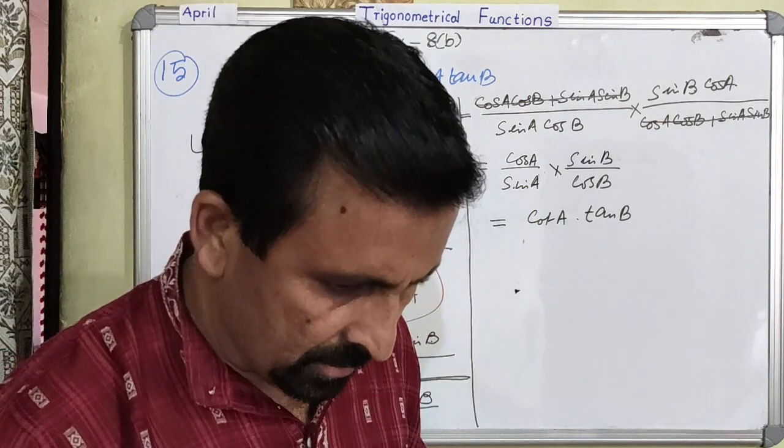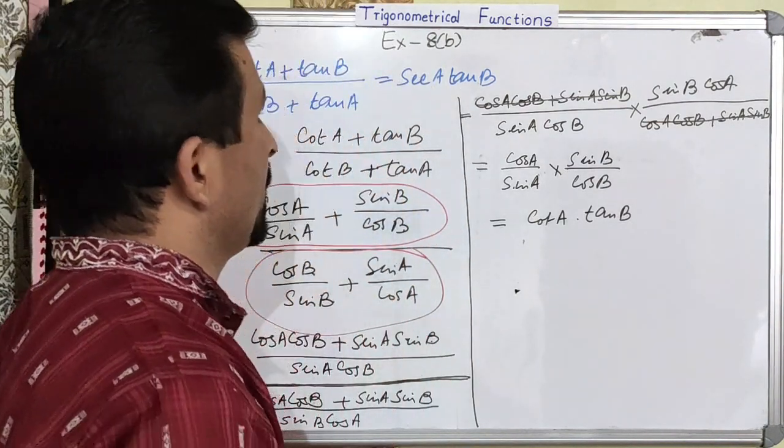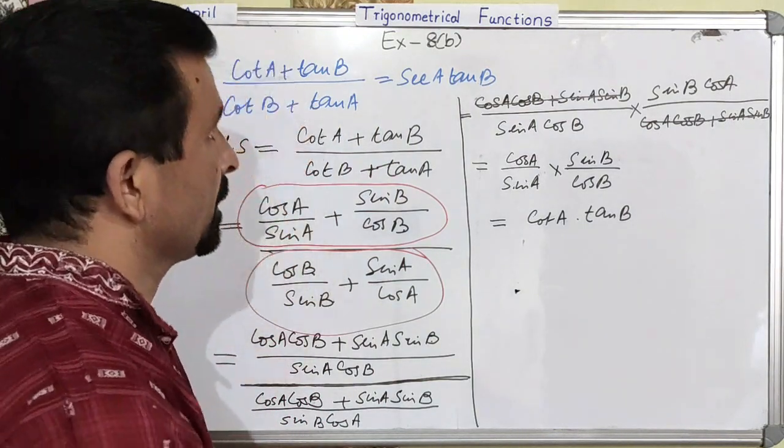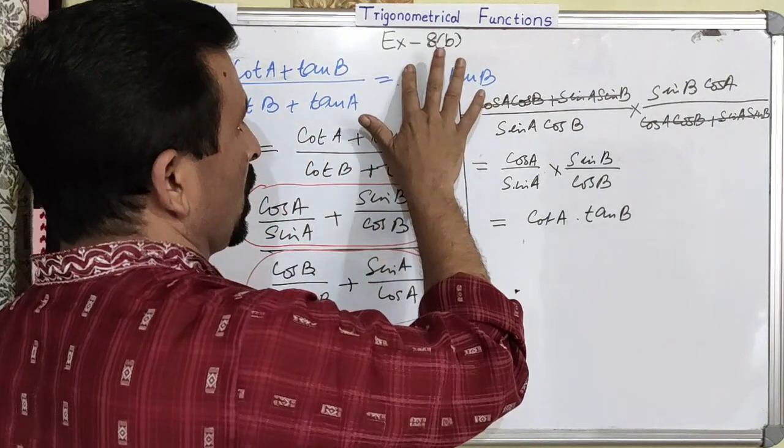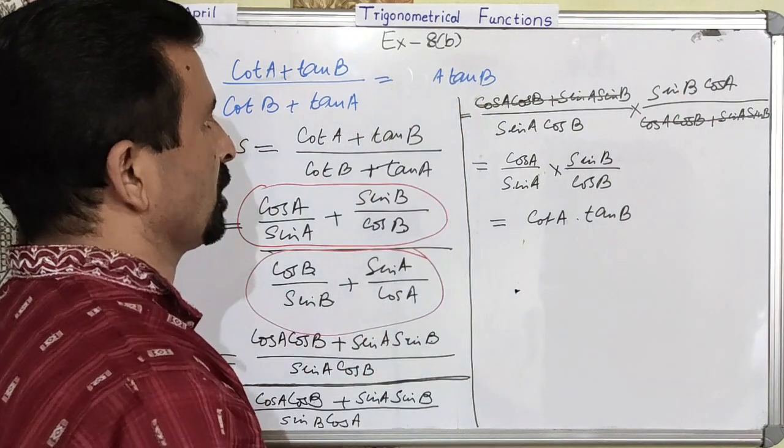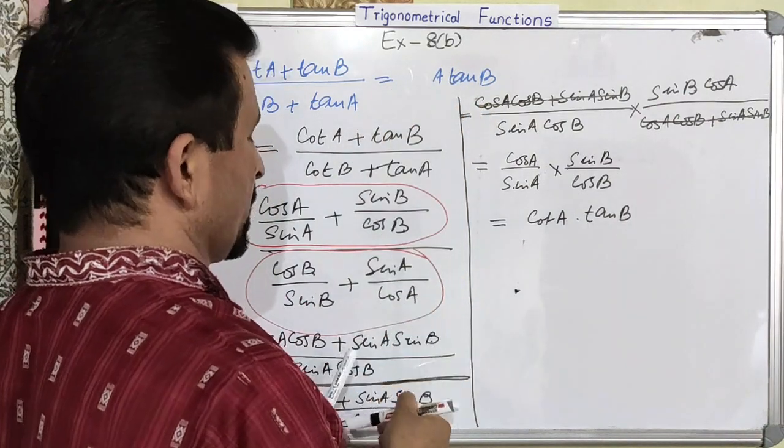Where we went wrong? Question number 15. Oh, this was not sec A. This was cot A. That's why I thought, how come? Cot.